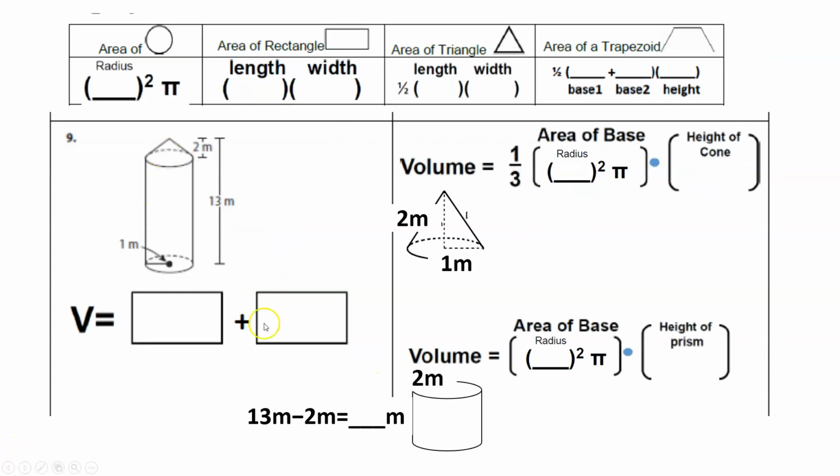And then for number 9, if you need some support, you do have to find the volume of your cone, the volume of your cylinder, and then you will have to add those two together. So take the time to do that. If you do need more support, please come to the center. We're more than happy to help you with your homework. All right, see you on the next video.